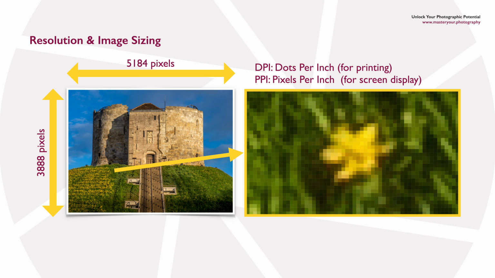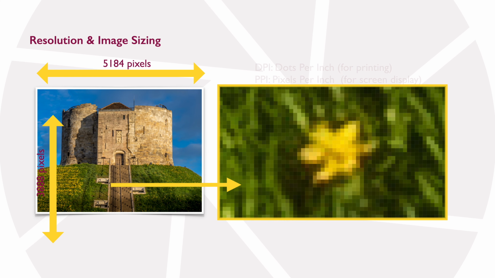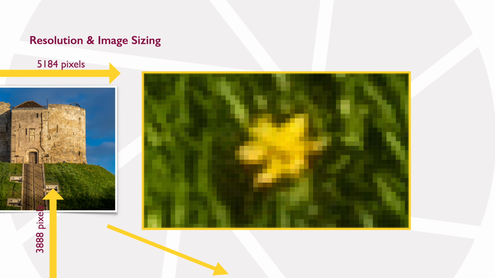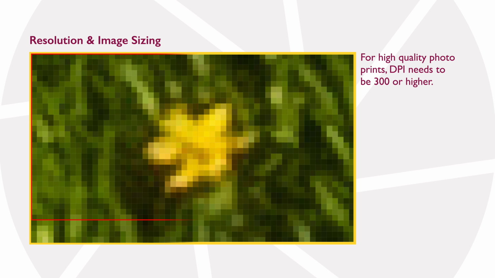Now you'll hear terms like DPI and PPI thrown around when it comes to image resizing. DPI stands for dots per inch and is used in the print industry, and PPI stands for points per inch and tends to be used for images that will be displayed digitally on screens. Remember, when you take your photograph, you don't need to be thinking about DPI and PPI, you just need to think in terms of resolution and how many pixels you have overall. What you do with those pixels is decided during post-production.